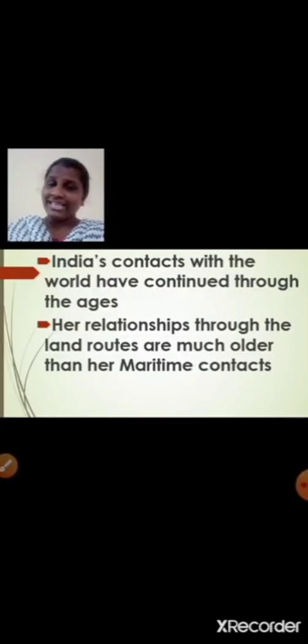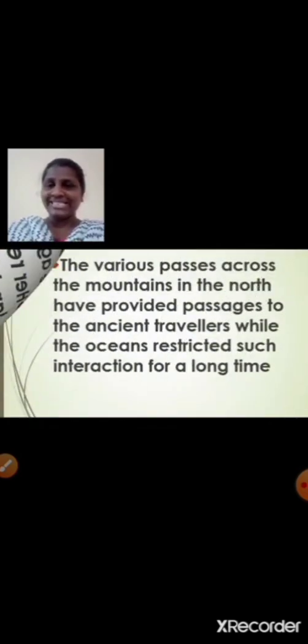So students, it is very clear that our country had good contact with the other countries of the world, and that has continued through the ages, that is, long back. But her relationships with the other countries of the world through the land routes are much older than her maritime contacts. Maritime means related to the sea. I hope it is clear.